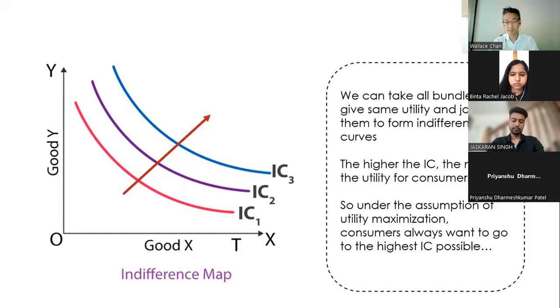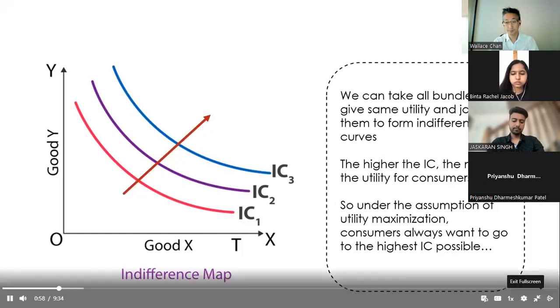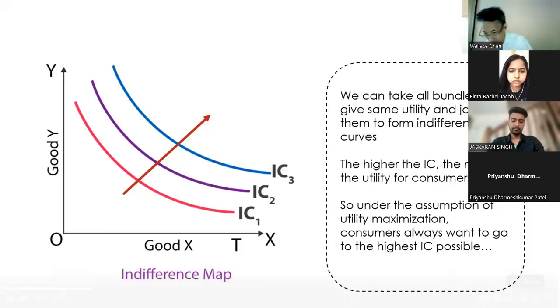But remember, this is only one side of the problem. Obviously, you want to achieve IC3, but here a constraint to this will be your affordability. Let's say Tom might want to buy 10 movies and 10 t-shirts which are on IC3, but maybe it's outside his budget line, right?